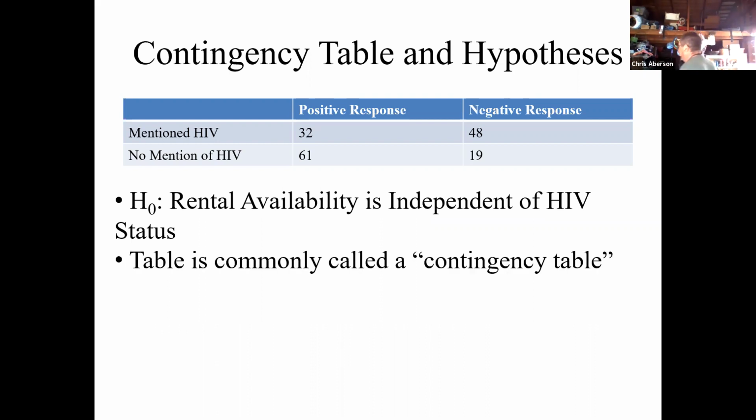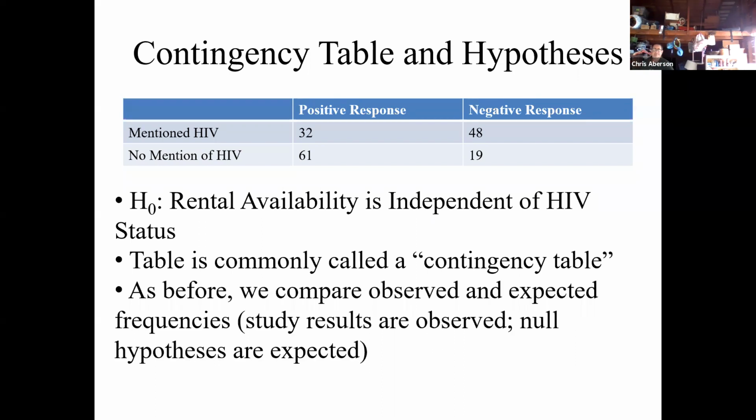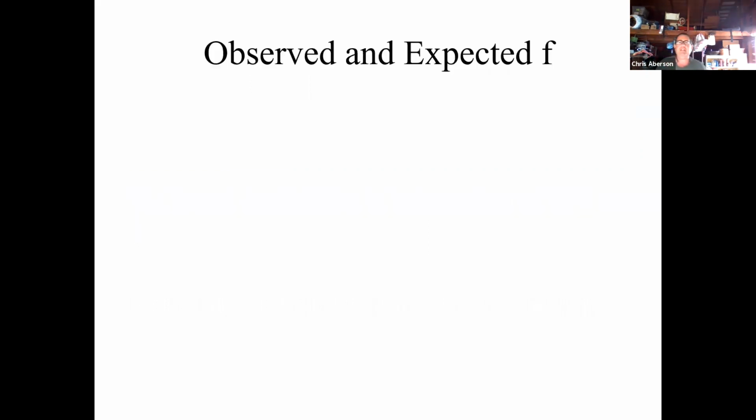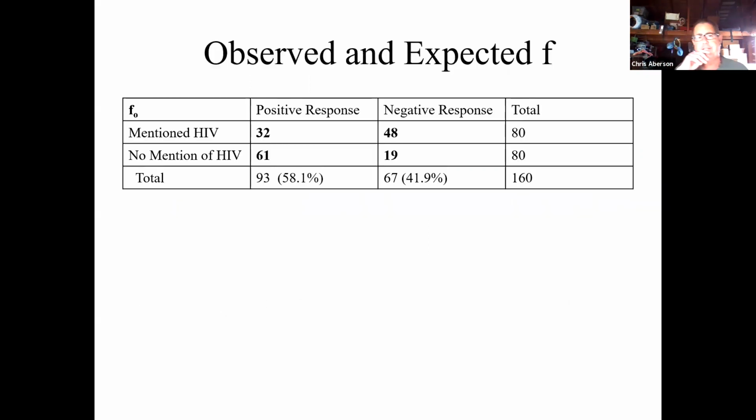This is often called a contingency table, which is why this is sometimes called a contingency chi-square. As before, we're going to compare observed and expected frequencies. The study results, of course, are the observed. However, getting the expected frequencies is a little bit more complicated, a wee bit more complicated, not that much more. So the observed and the expected frequencies.